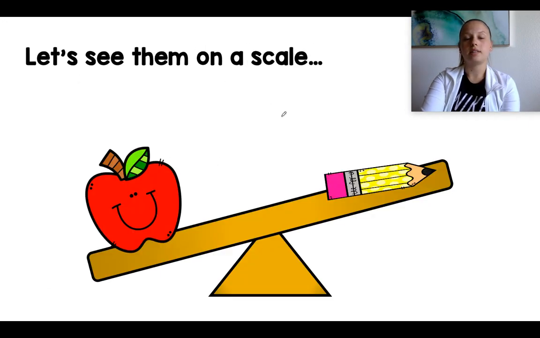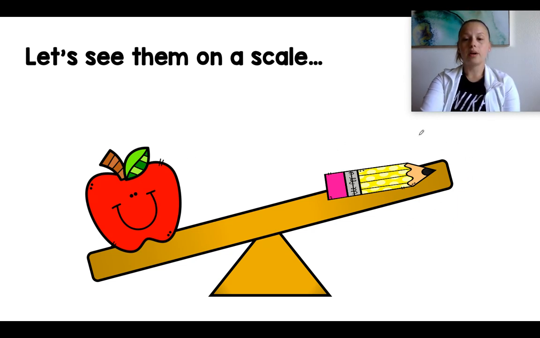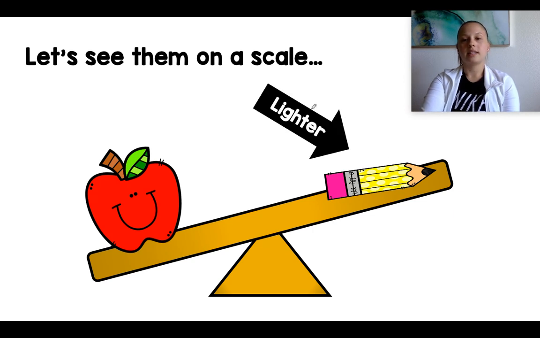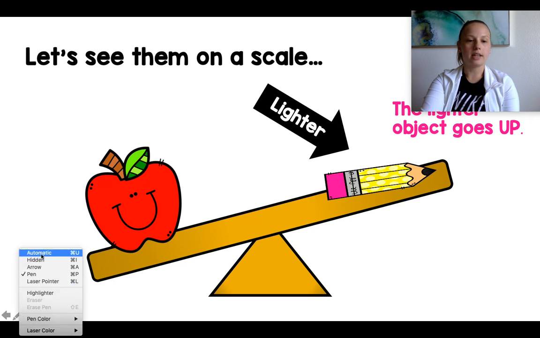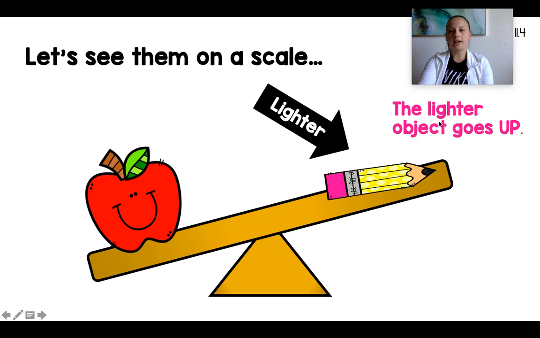Let's see them on a scale. So you have your apple and you have your pencil. We know that the apple's heavier, so the scale goes down, right? But we also see the pencil, and the pencil is lighter, which means the lighter object, I'm going to move out of the way. Beep. The lighter object goes up on the scale. So heavier goes down, lighter goes up.